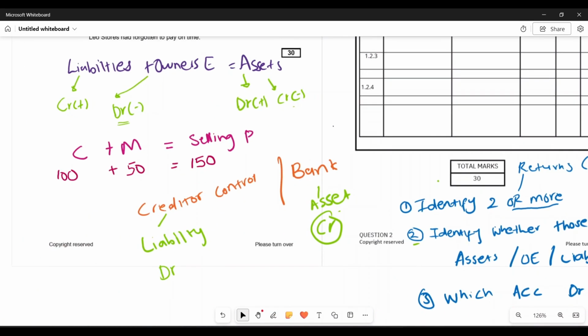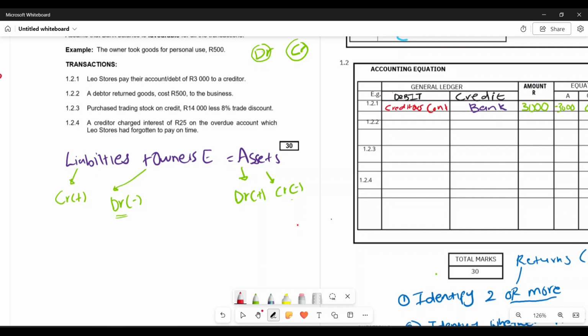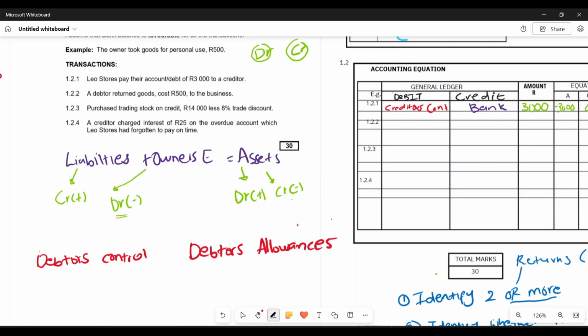Now, let us look into the other transaction we are given. The other transaction says a debtor returns goods at a cost of 500 to the business. Remember, I said whenever there are returns, there are going to be four accounts affected. Let me start with the first two. Whenever your debtor is returning something, the first account affected is your debtors control, and the other account affected is your debtors allowances. Allowances has to do with returns. If it was us returning to the creditor, this would have been creditors allowances. So the first two accounts are your debtors control as well as your debtors allowances.